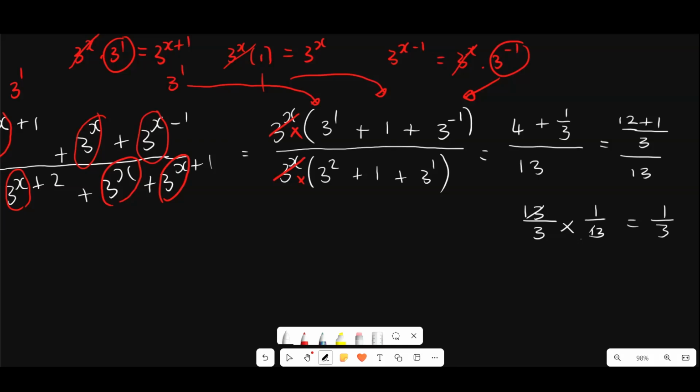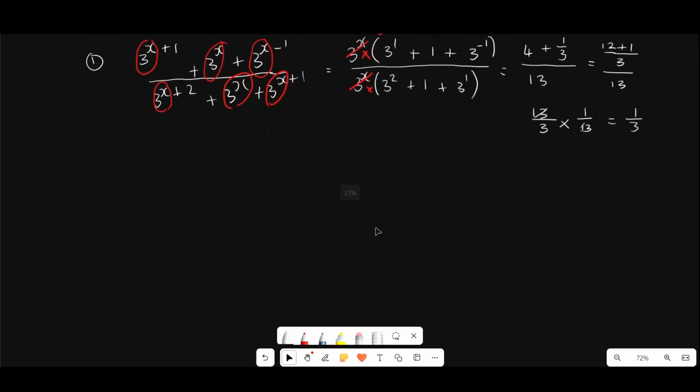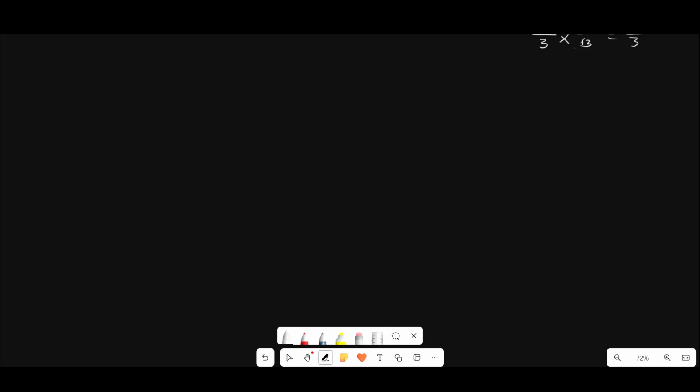Okay, let me double check this. So 3 squared, and then plus 1 plus 3, and then plus 3 negative 1. Oh, hold on. Oh no, plus 1. Okay, plus 1. Yes, you get 1 over 3, and you get a final answer of 1 over 3. Okay, so this is simple, right?